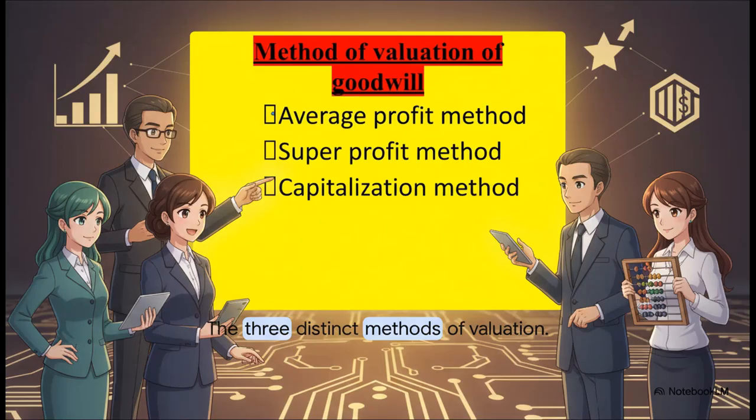So, why do we actually need these standard methods? Well, without a solid, objective framework, partners would just endlessly argue over what a brand's reputation is actually worth. It would be chaos. So, whenever a partnership is reconstituted, accountants turn to one of these 3 distinct solutions: the average profit method, the super profit method, or the capitalization method. Now, each one takes a slightly different philosophical approach to what makes a business valuable, but here's the key. They all rely on hard data from the company's past performance.